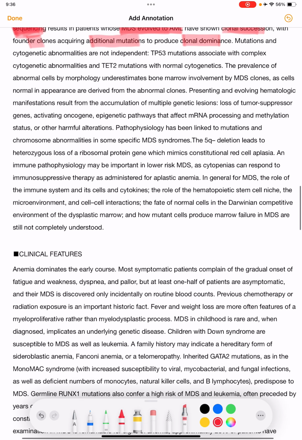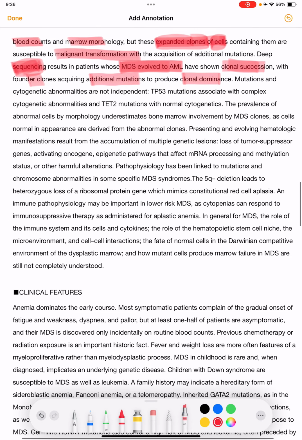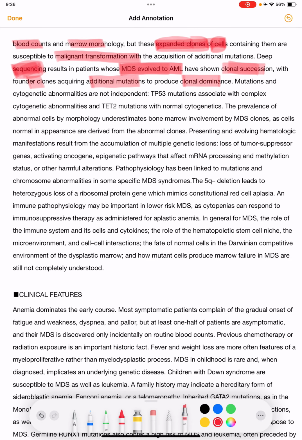Mutations and cytogenetic abnormalities are not independent; that is, they are dependent. TP53 mutations associate with complex cytogenetic abnormalities, and TET mutations with normal cytogenetics.